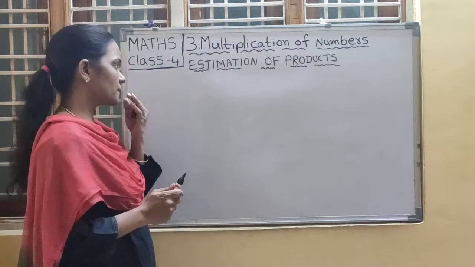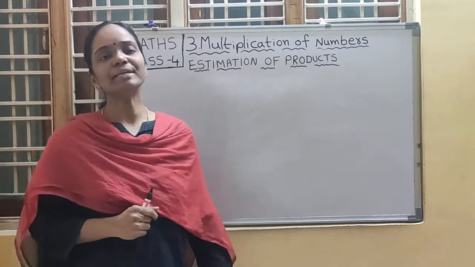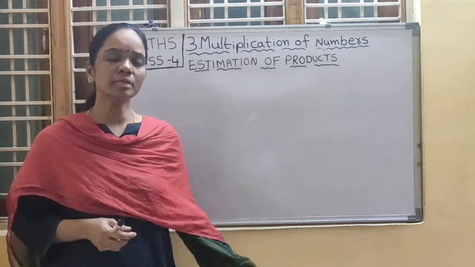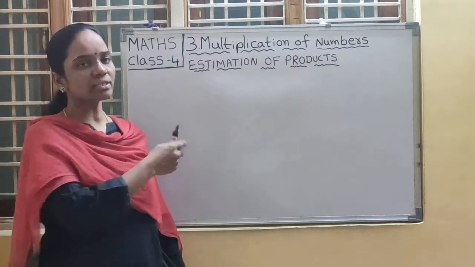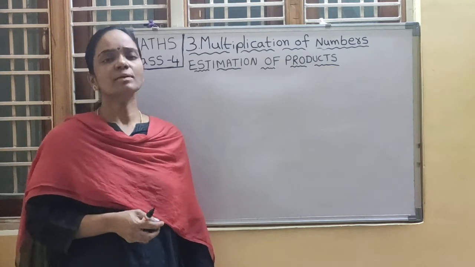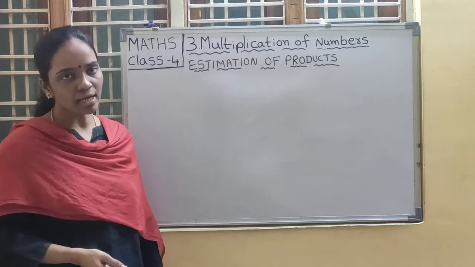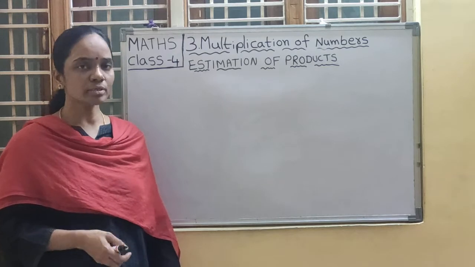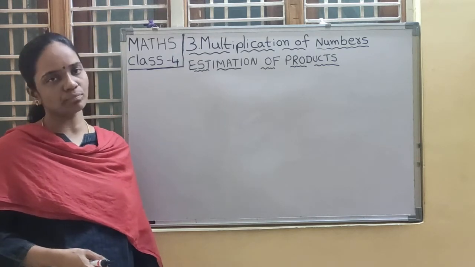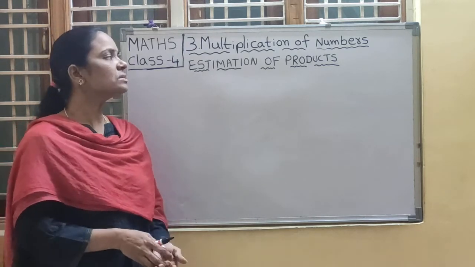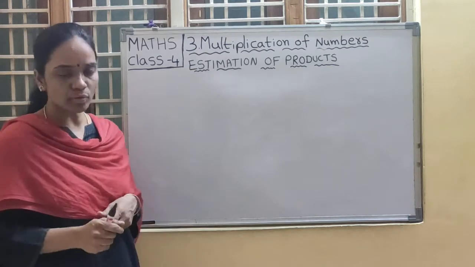Estimation of products. What is meant by estimation? In the first chapter, you have learned about this. Estimation means taking rough or approximate values, rounding numbers to the nearest tens and hundreds places. Okay, children, so here we are taking estimation for products.